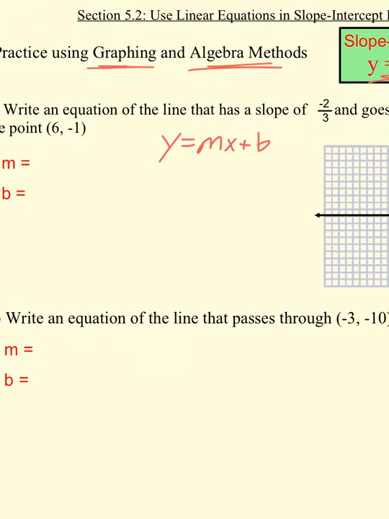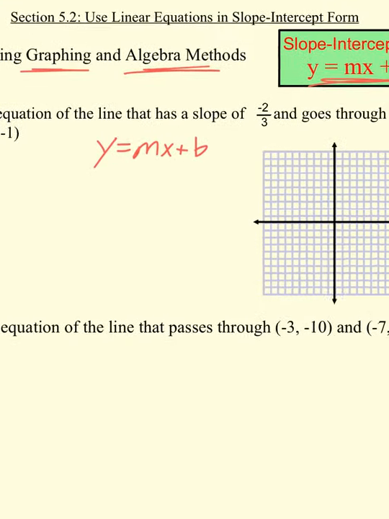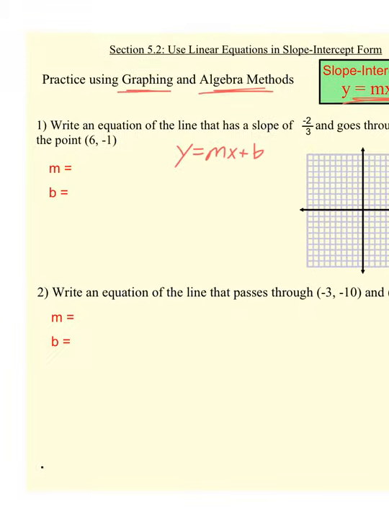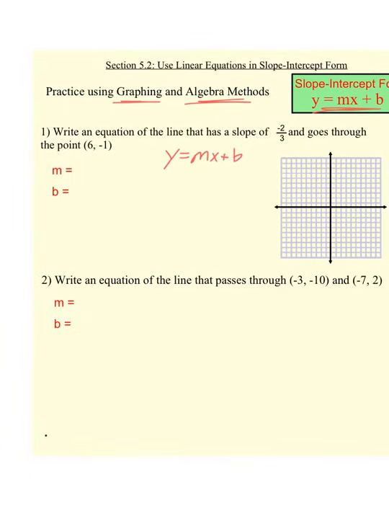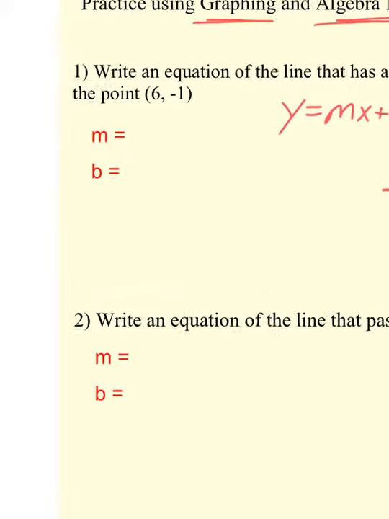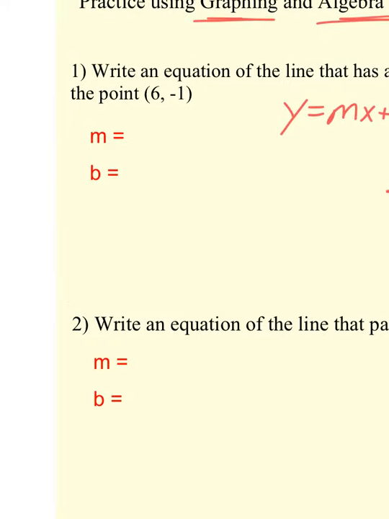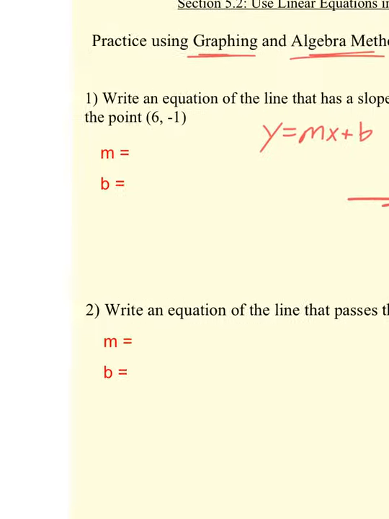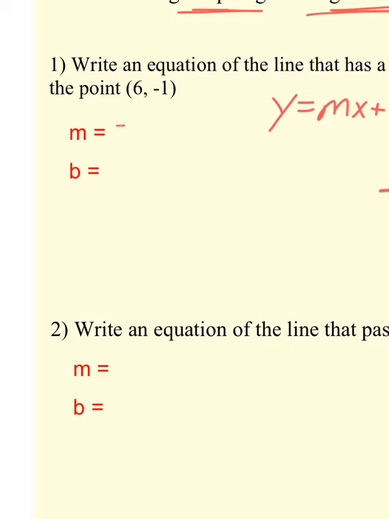So it says write an equation of a line that has a slope of negative 2/3 and goes through the point (6, negative 1). Okay, and we've got a graph here that we can use in this case, so that's the way we'll figure out this particular problem to write our equation. Well, of the two things that we need, the slope and the y-intercept, right away we've got the slope here in the problem, negative 2/3. So negative 2/3 is the slope of our line. Good, they've given us that one, we're done with that.